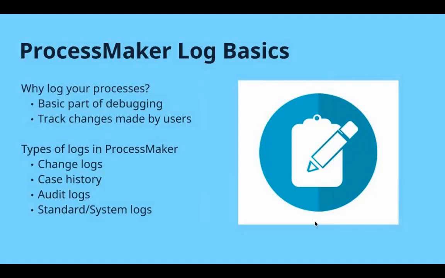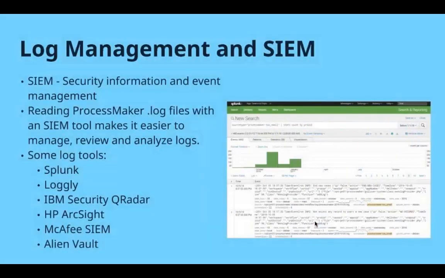The audit logs, on the other hand, cover the changes that were made under the admin and configuration section of the application. And the standard logs or system logs, which are the last one, record all those elements or transactions that were made in the background behind ProcessMaker. These are, of course, one of the most important ones because, let me go to the next slide.